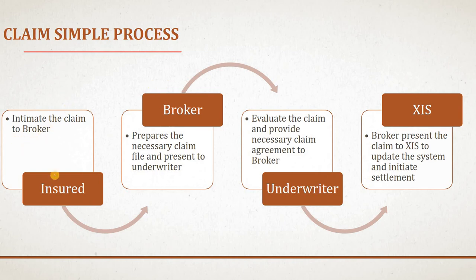So it starts with the insured. The insured intimates the claim to the broker in the event of loss. Then what happens? The broker prepares the necessary claim file. In the London market, the claim file is the file which contains all the claim-related information, and the broker presents this claim file to the underwriter, and the underwriter will evaluate the claim and all the associated information according to the agreement, which is the MRC, Market Reform Contract, which we discussed in our previous slide. If you are not aware of this MRC, then I recommend you go back and see my previous slide.